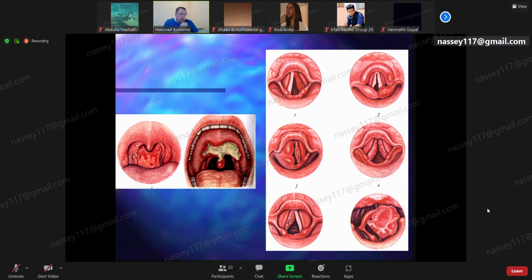Next disease, tuberculosis. Tuberculosis of ENT organs is, first of all, more often present in the larynx, laryngeal tuberculosis. Also, tuberculosis can affect the nose and pharynx, but not often. Usually it affects the larynx, and it's always secondary after primary pulmonary tuberculosis. Symptoms include hoarseness of the voice and cough. Later it can be respiratory obstruction.